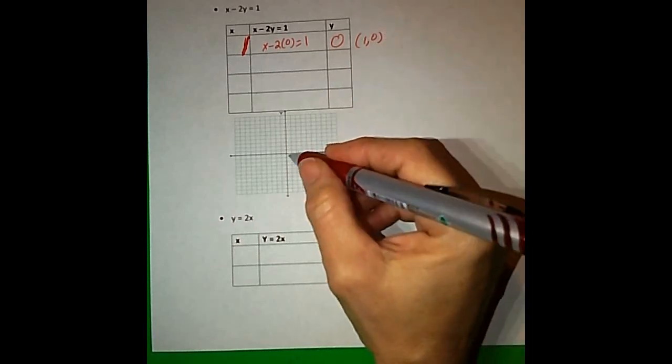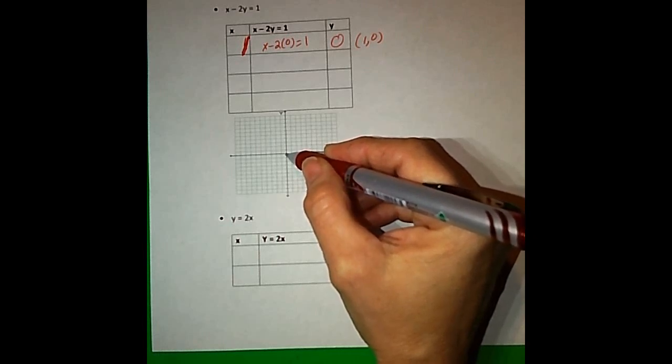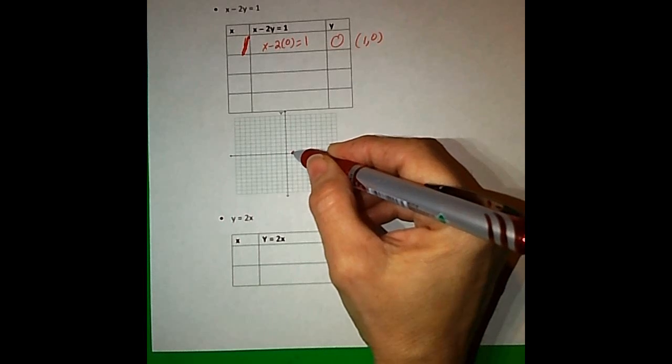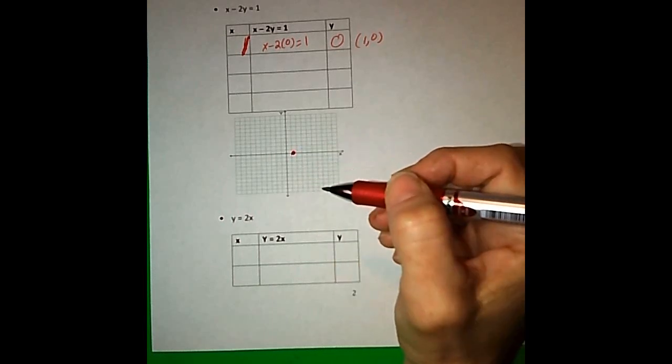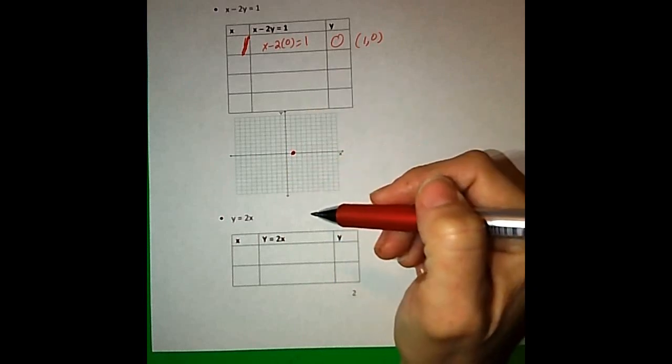So let's go plot it. Let's start at the origin. The origin is 0, 0. So that's where x is 0, y is 0. And x is positive 1, so I'm going to go to the right one. And y is 0, so I'm going to stay on the x-axis. That's where this line is crossing the x-axis.